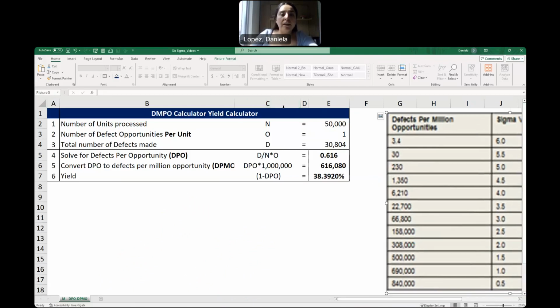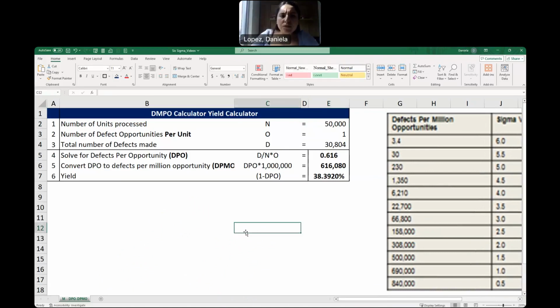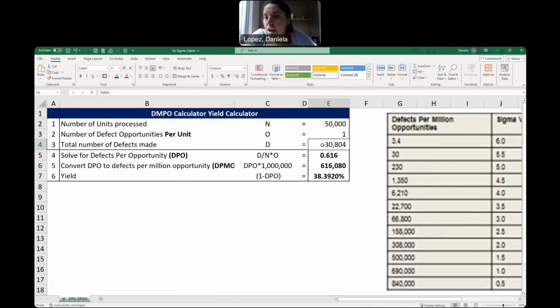Essentially, we have a number of units that need to be produced, and that's really what you're seeing over here. It's going to be 50,000 of them. Those units might have a defect per unit, so we need to account for what those defects are going to end up being. For every unit, there might be only one defect opportunity. So that's the one. And then the number of defects that were actually made. So let's assume that we're working in this manufacturer and there were 30,804 defects that were made. So how do we solve for those, right?